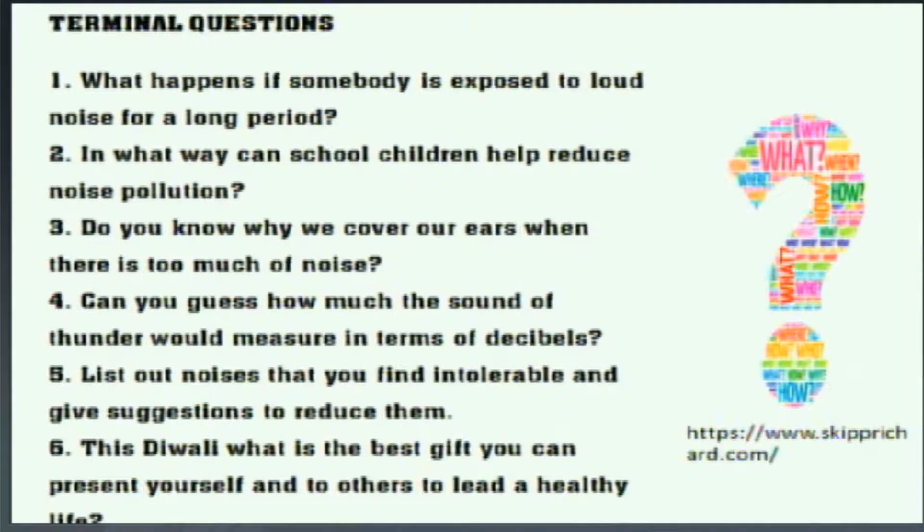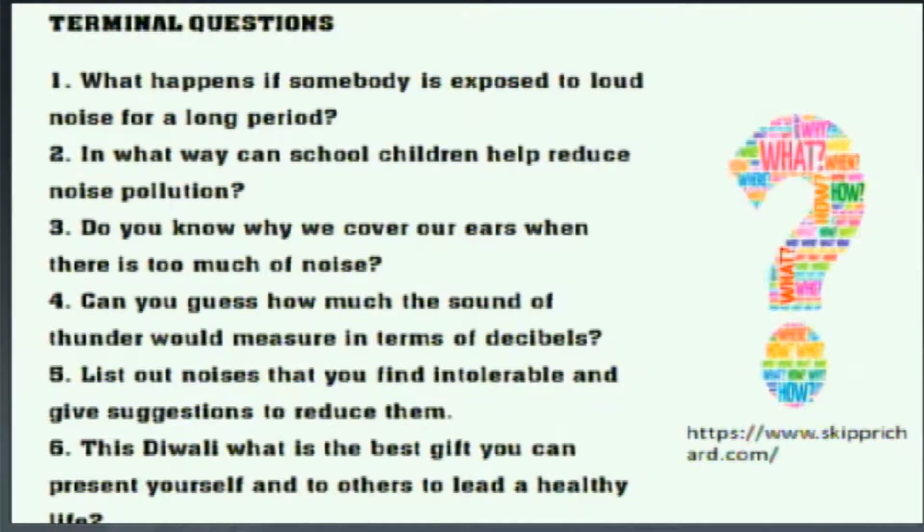In what way can school children help reduce noise pollution? Two examples we have seen in the previous slide: we can stop slamming doors, or putting the books and notebooks on the table with a sound, or walking or running making noise, and many more. You can think over it.